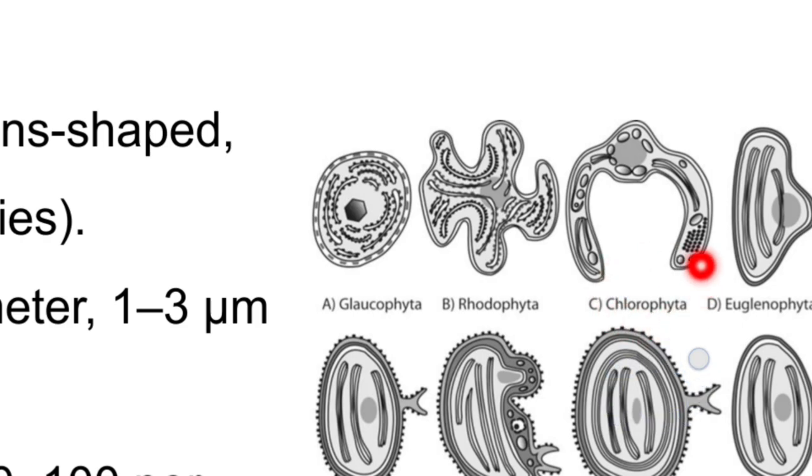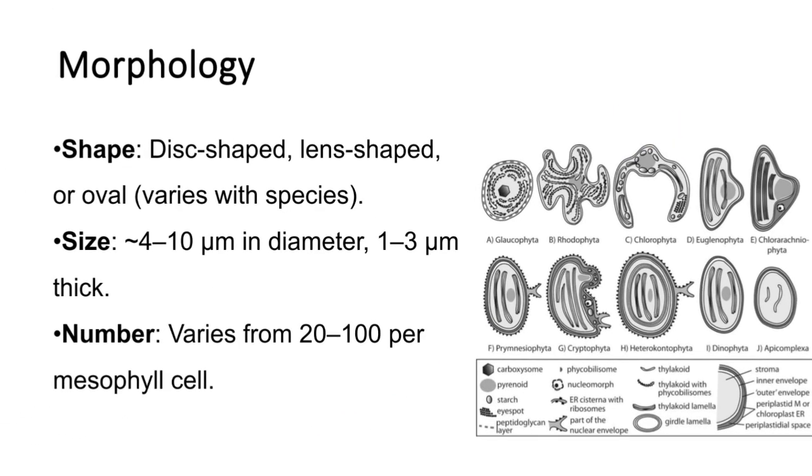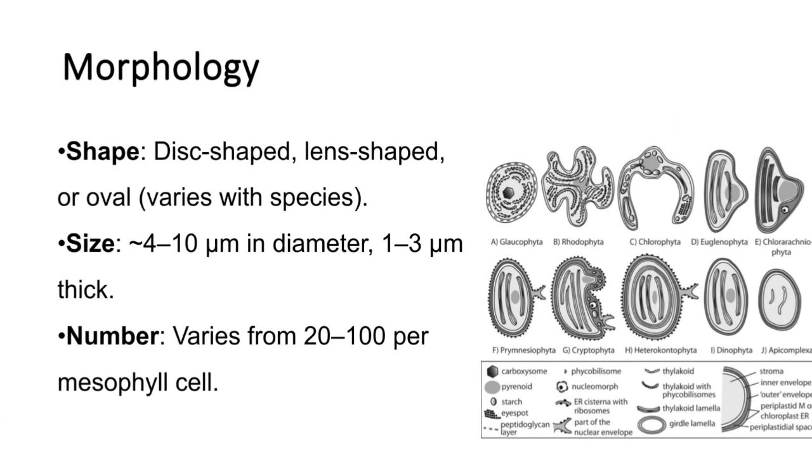In the particular algae called Chlorophyta, the chloroplast, if you see, will be in the form of a lens shape. So in different organism species or different systems, it might appear in different morphology. And coming to the size, approximately the chloroplast size will be around 4 to 10 micrometers, and the diameter will be 1 to 3 micrometers in thickness.